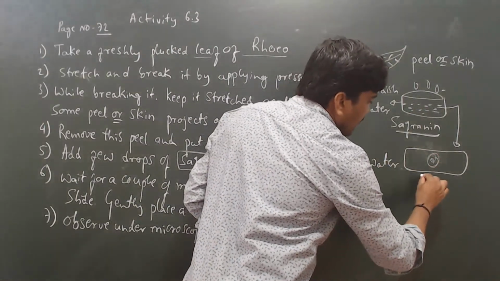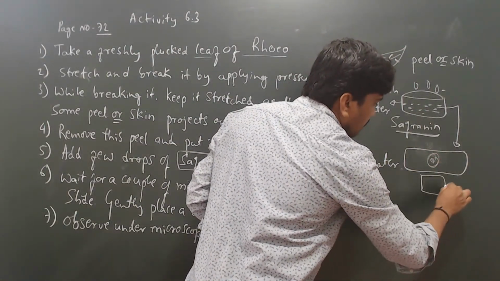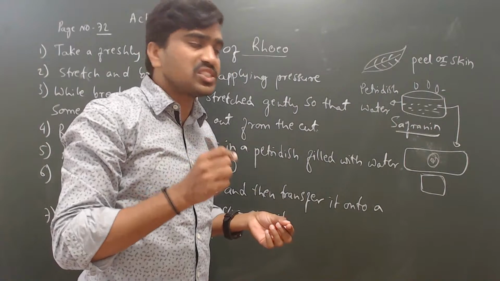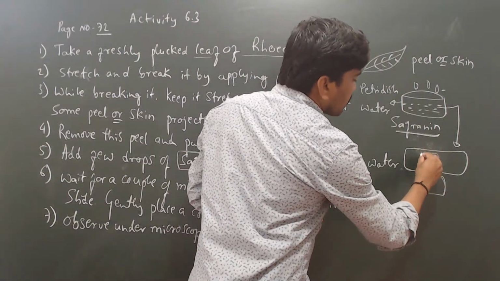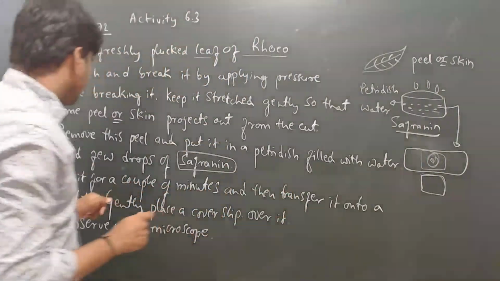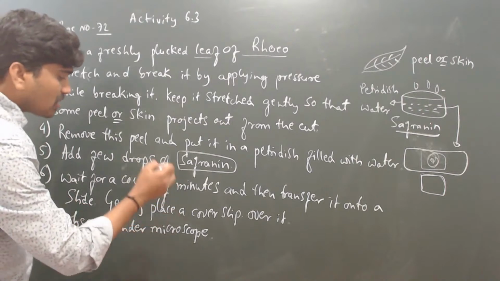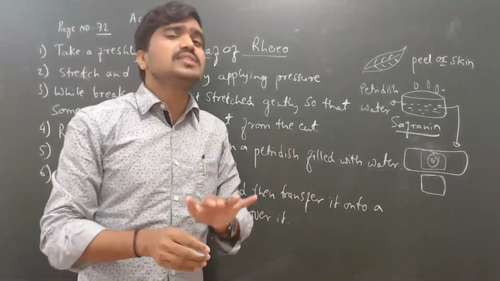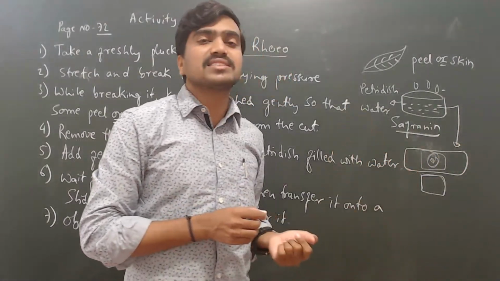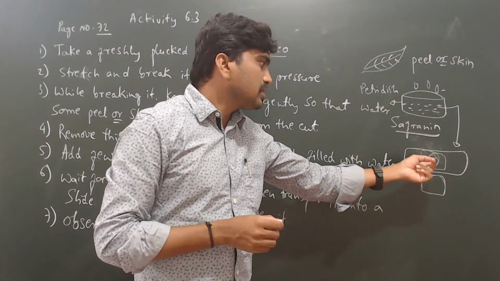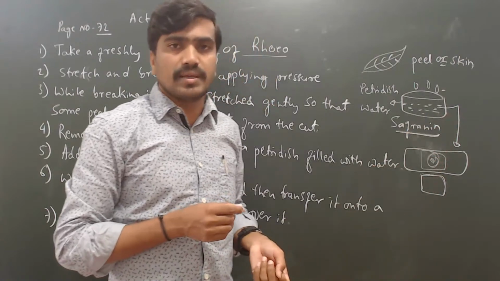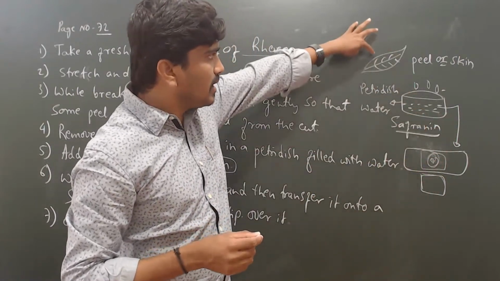This specimen is covered by a cover slip. A cover slip is nothing but a small piece of glass, very thin in structure, that we place on the specimen on the glass slide. Now, after that, observe under the microscope. After this step, you should observe under the microscope by taking this glass slide with the specimen, the peel or skin of the leaf, covered by the cover slip. This is the slide. See, leaf.